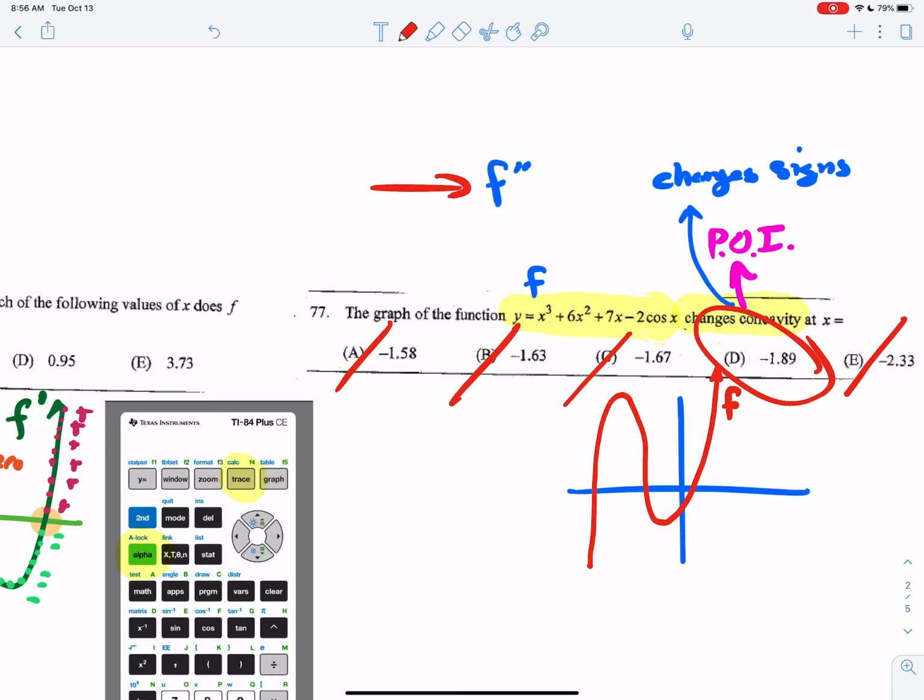Press play whenever you're ready, or if you forgot how to punch in the buttons, follow along with me now, okay? We're going to go to second, trace, 2 for 0. Easy left bound here. A left number is -3 or -4. It doesn't matter. A safe number to the right is -1, 0, 1, 2, 3, 4, 5. It doesn't matter. And it doesn't matter if you guess, just press enter. You should get negative 1.8941, which is D.